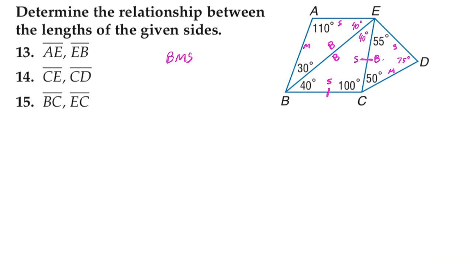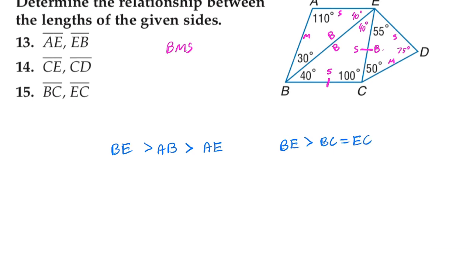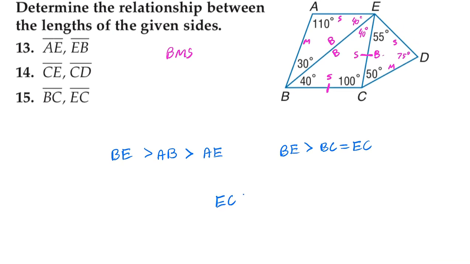In the top triangle, we have BE is bigger than AB, the medium, which is bigger than the smallest, AE. But then we have a separate chain. In the middle one, we have BE is bigger than, oh, they're both the same, BC, which is equal to EC. And then the last one we have is EC is bigger than the medium, which is CD, and that's bigger than the small, which is ED.